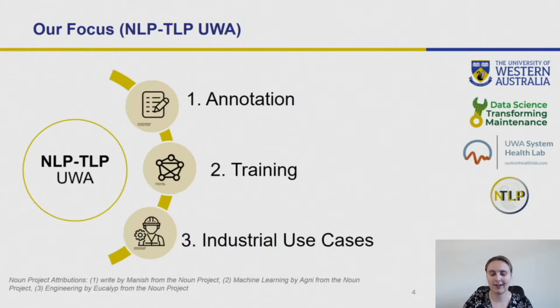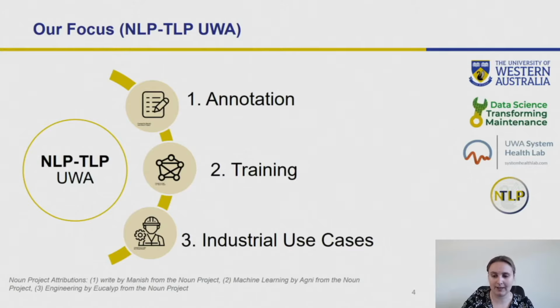At UWA, we have developed a research group called the NLP-TLP UWA group, focused on NLP solutions in industrial maintenance. This group consists of professors, postdoctoral researchers, PhDs, and honours students with a range of expertise including engineering, computer science, natural language processing, and linguistics. The datasets that we're particularly focused on contain maintenance work order short text data.